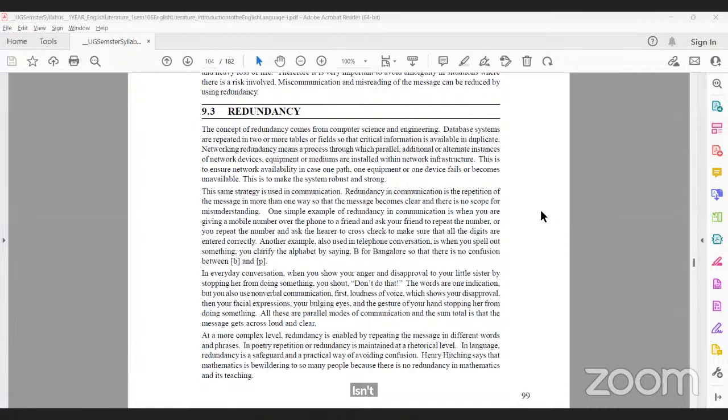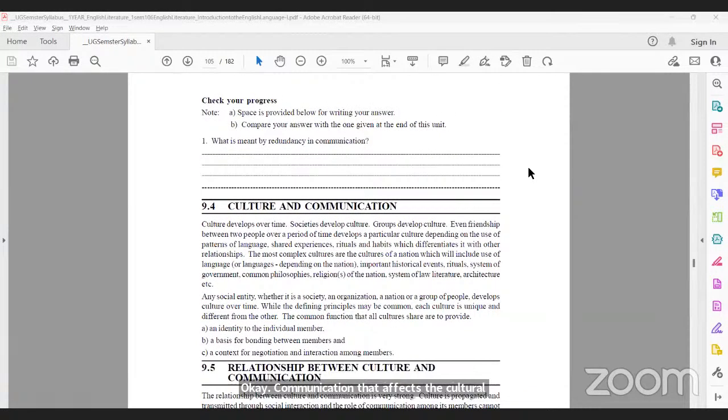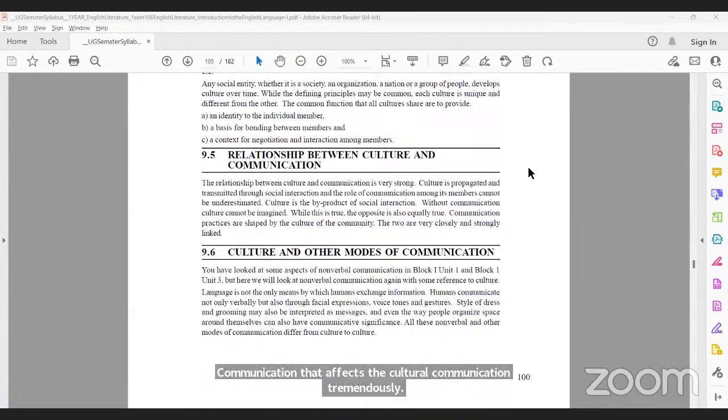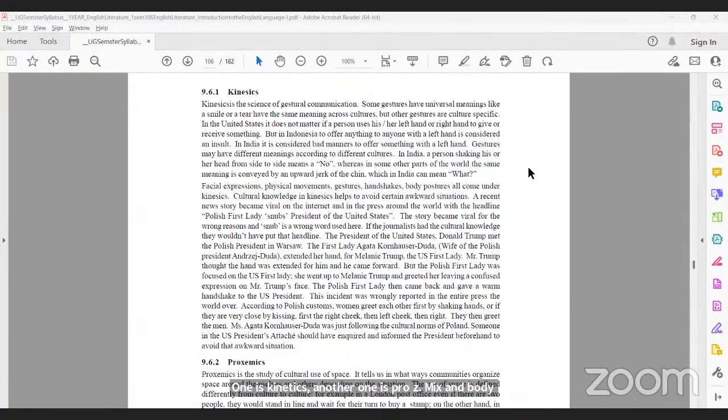Yes, sir. There are three aspects or three modes of communication that affect cultural communication tremendously. One is kinesics, another one is proxemics, and body adornment. Three things are there. Now, what is the meaning of kinesics? Kinesics is nothing but the science of bodily or gestural communication. These are facial expressions, physical movements, gestures, handshakes, body postures. All these things are part of kinesics. Kinesics is a technical term in which we have all these aspects.